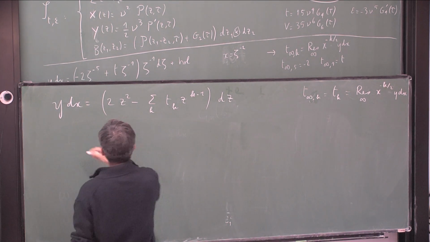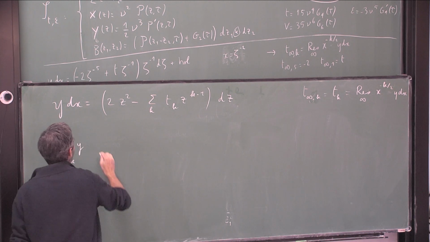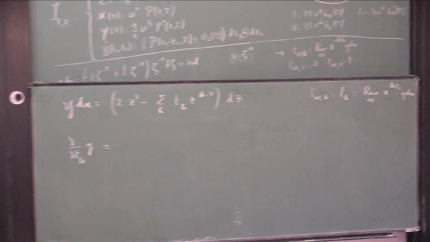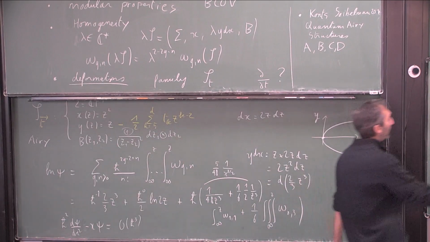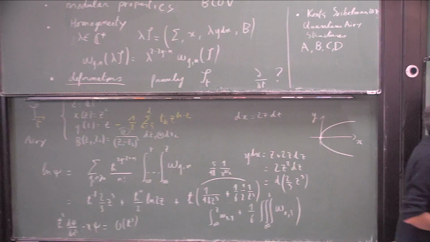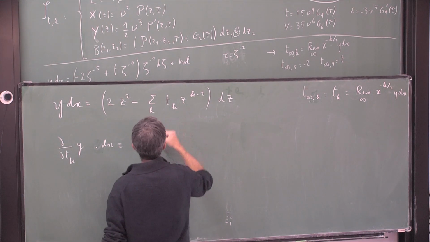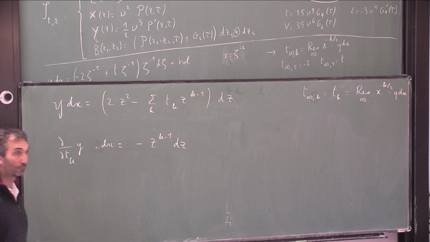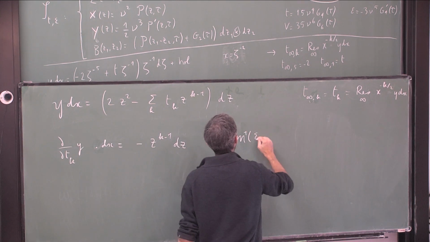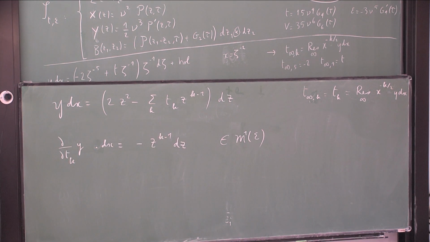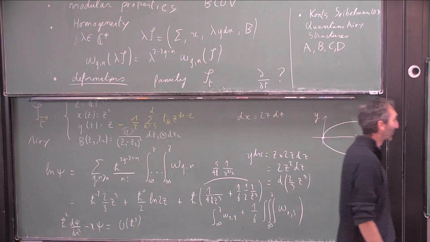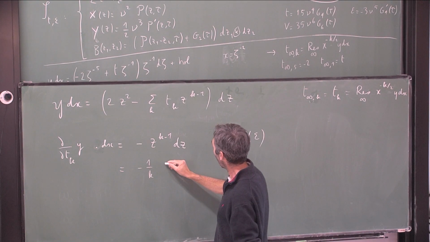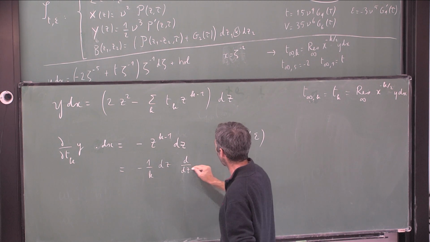Now let's see what happens when I take a d over dtk of y. Well, it's minus 1/2 z to the k minus 2. But let me multiply it by dx. So I multiply by 2z dz, so in fact it's minus z to the k minus 1 dz, which is a meromorphic form. But now let's try to write it in a way that will be useful. Well, let me write it as minus 1 over k dz times d over dz of z to the k.